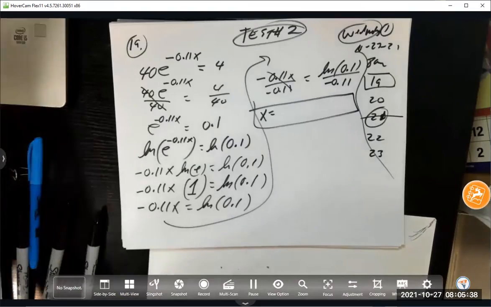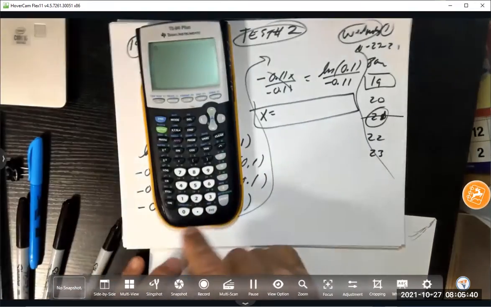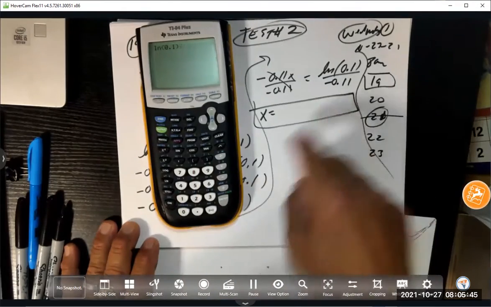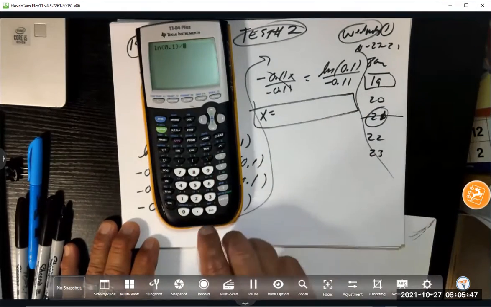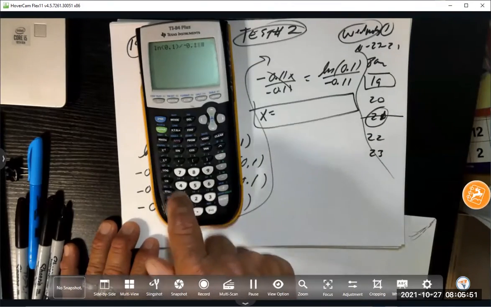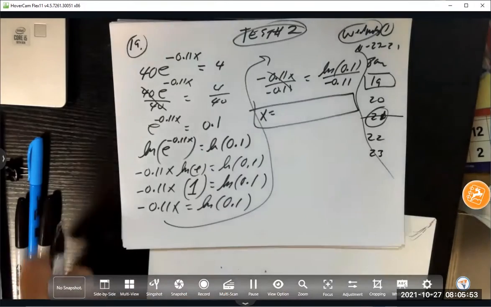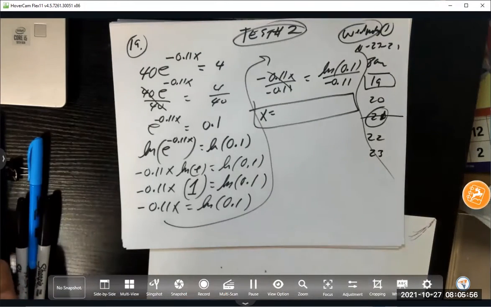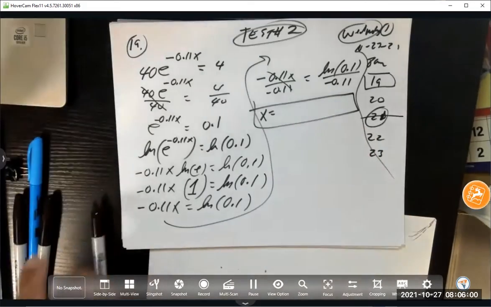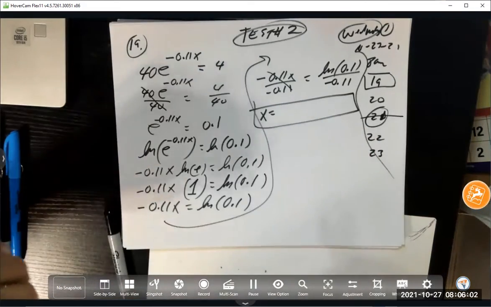Okay, do it on the calculator. Yeah, I'll do it right now. I'll do it also. ln 0.1 divided by negative, little minus sign, 0.11. Okay, so you do it. Tell me what you get. What y'all get? Give me all your numbers.